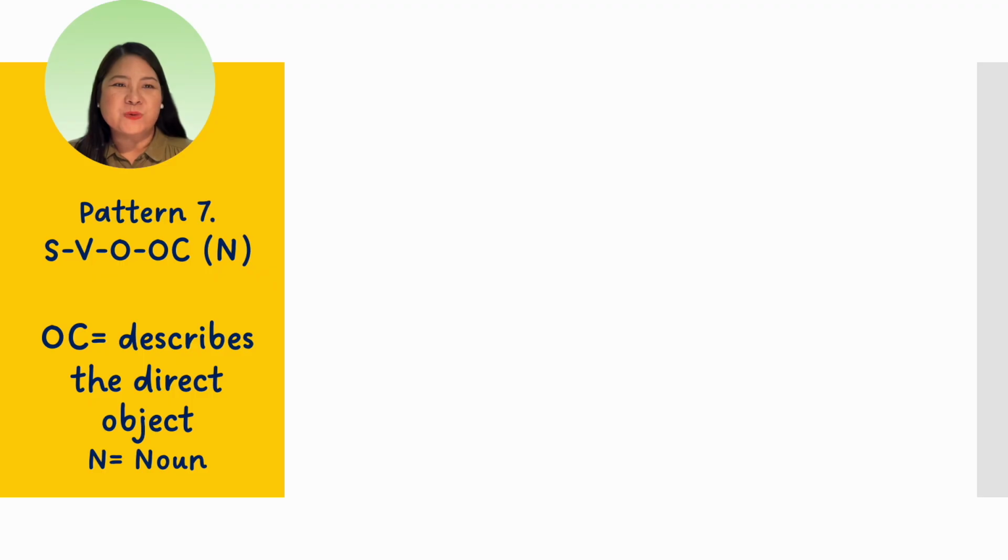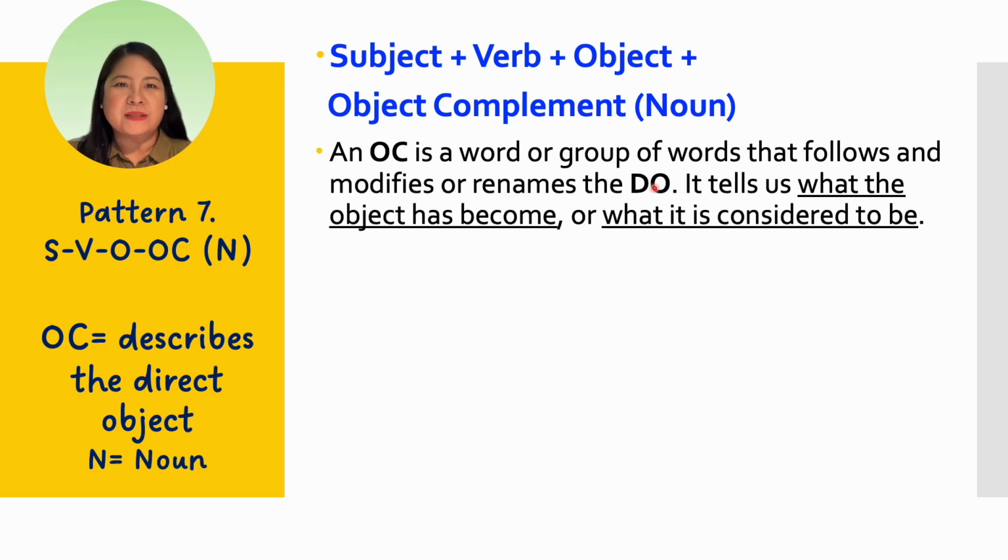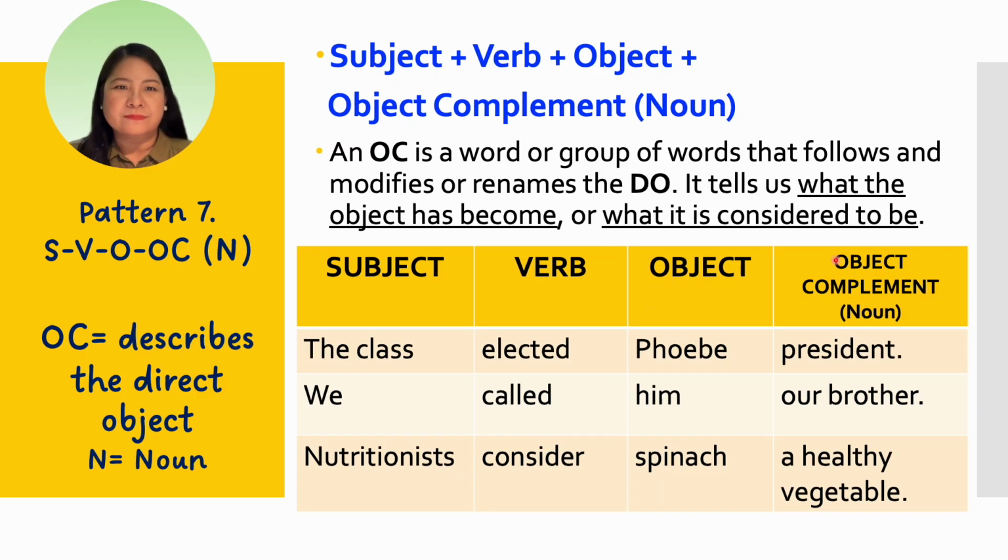Pattern 7, the last one, SVOOC. And the difference of this one with that of pattern 6 is the complement noun. Structure: subject plus verb plus object plus object complement noun. Same is true with pattern 6. An OC or object complement is a word or group of words that follows and modifies or renames the DO. It tells us what the object has become or what it is considered to be. This time, it's a noun.